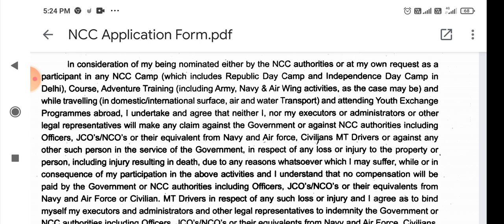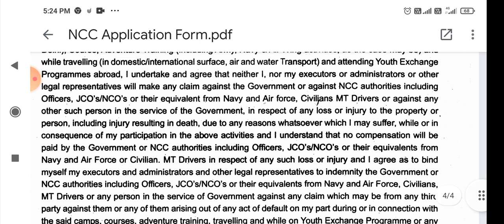death due to any reasons whatsoever which I may suffer while or in consequence of my participation in the above activities, and I understand that no compensation will be paid by the government or NCC authorities, including officers, JCOs, NCOs, or their equivalent form in Navy and Air Force, or civilian MT drivers in respect of any such loss or injury, and I agree to bind myself, my executors and administrators and other legal representatives to indemnify the government. This is the statement.